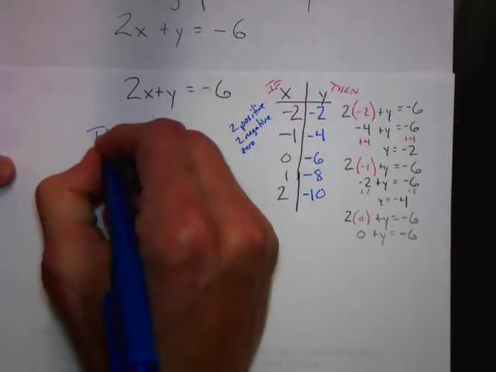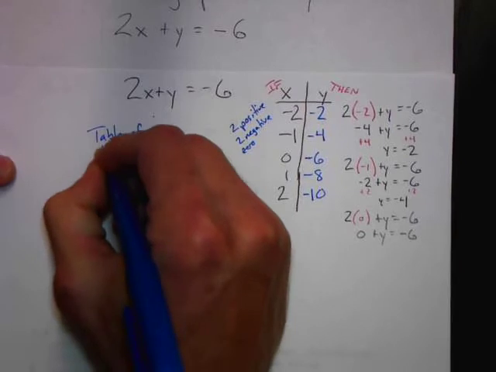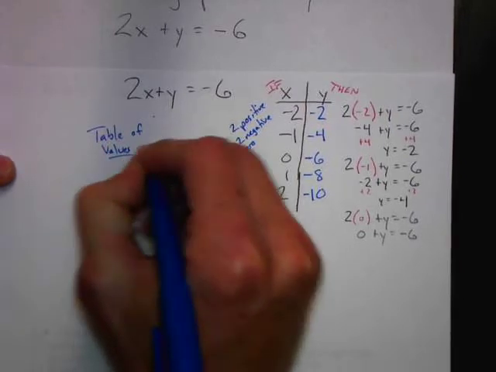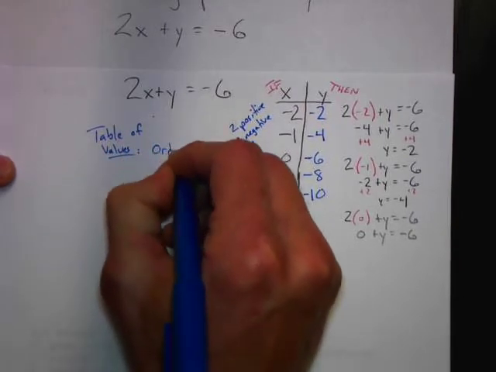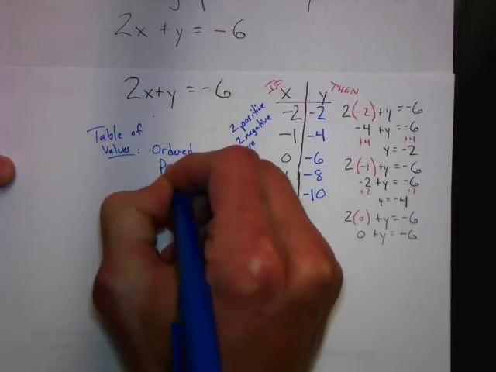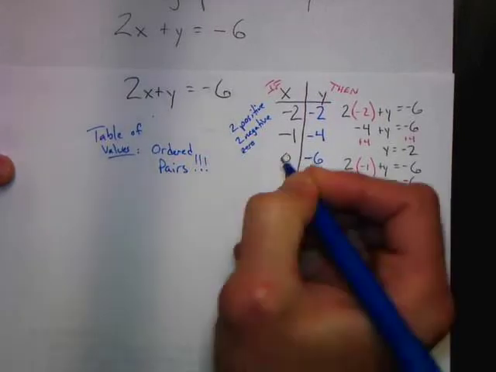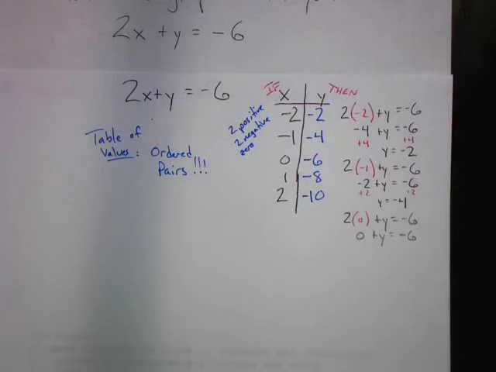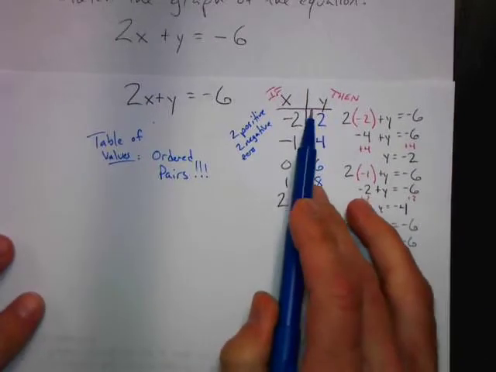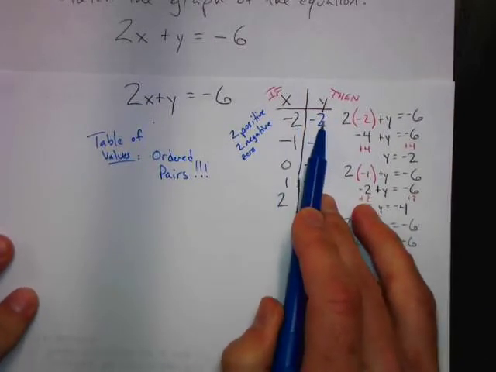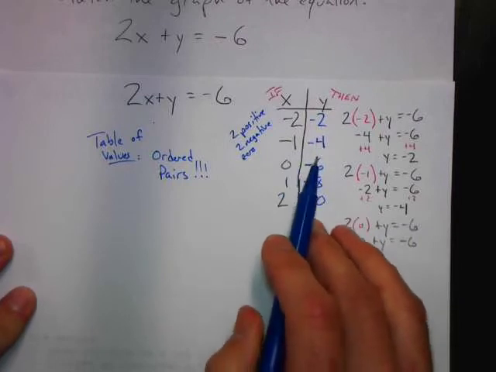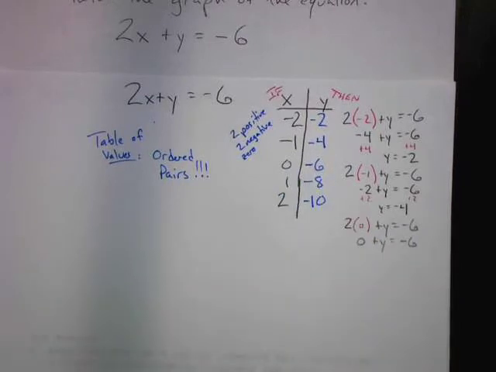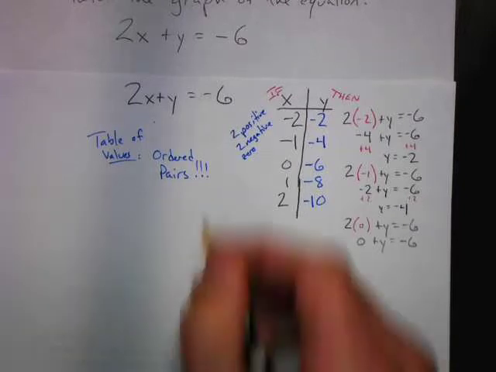A table of values gives us sets of ordered pairs. Right? So we have if x is negative 2, then y is negative 2. If x is negative 1, y is negative 4. If x is 0, y is negative 6. Those are all ordered pairs. So what we can do is graph these ordered pairs.